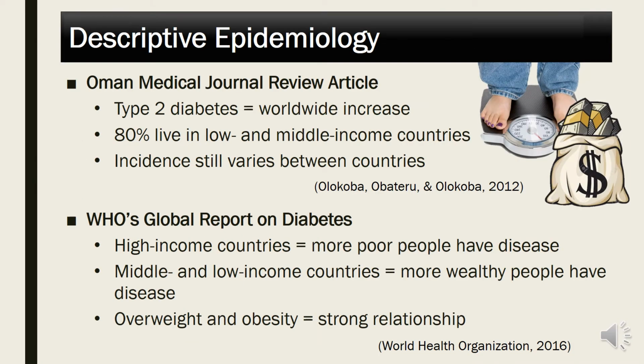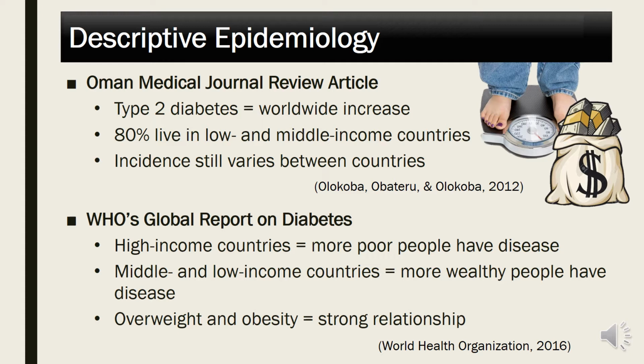So now I'm going to talk about the descriptive epidemiology of type 2 diabetes. According to a review article published in 2012 in the Oman Medical Journal, the number of people living with type 2 diabetes is increasing in all areas of the world, with 80% of these people living in low and middle income countries. But we have to keep in mind that the incidence of diabetes still varies according to the country because of different lifestyle and environmental risk factors.